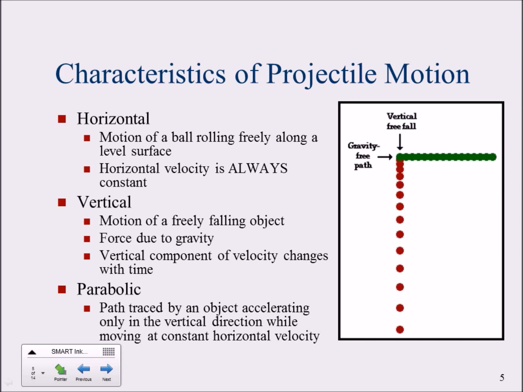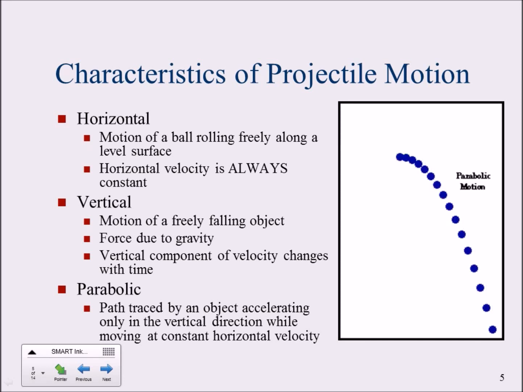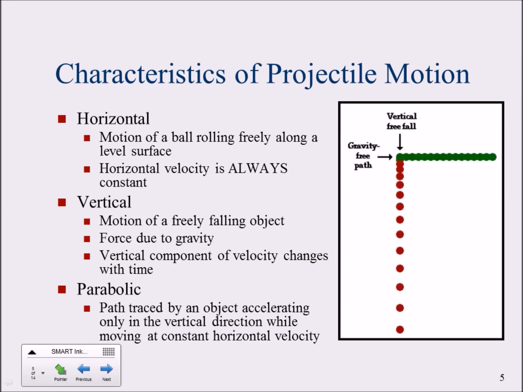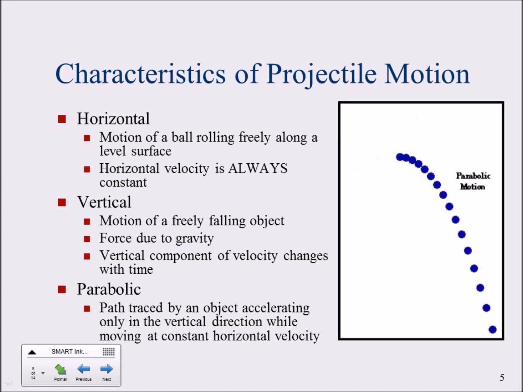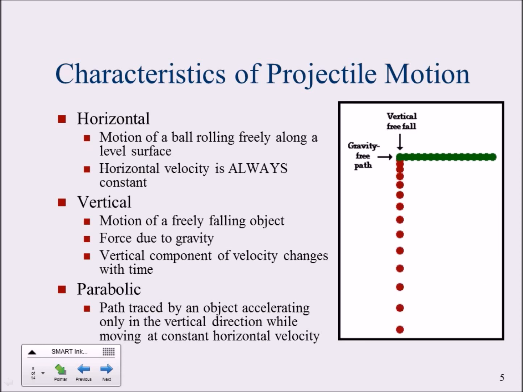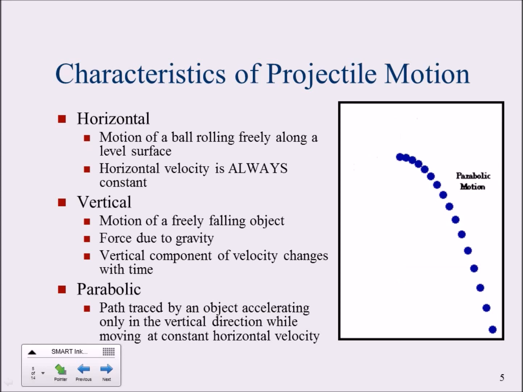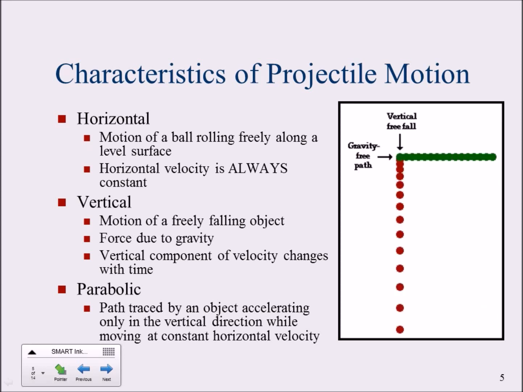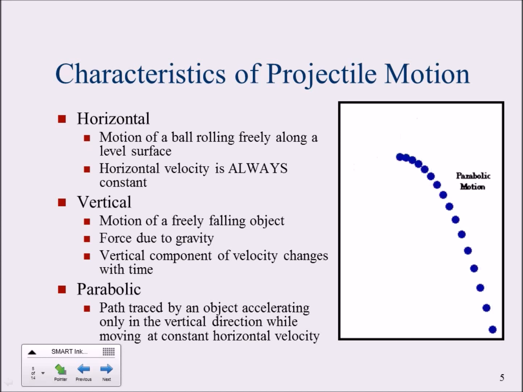Okay, so on this slide, I want to talk a little bit about some of these ideas of projectile motion. And we're going to look at these a little bit more in the next slide as well. So in the horizontal direction, because the acceleration is 0, the horizontal motion is exactly equivalent to a ball rolling freely along a level surface. As something rolls freely along a level surface, it moves at a constant velocity.